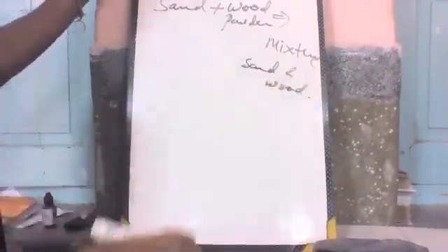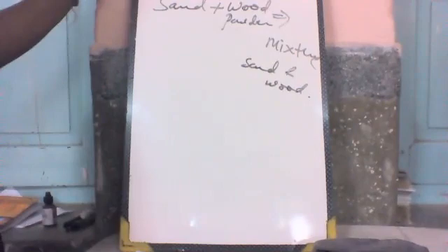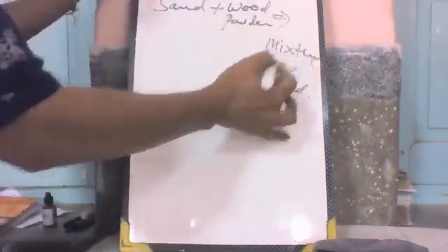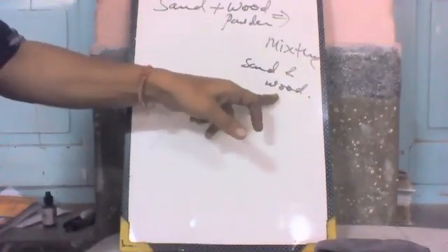Then the properties of a compound are different from the properties of its constituents. The property of the compound is different from the property of iron and sulfur. But in this mixture, the property of sand is as usual and the property of wood is also as usual. No new property is found here.